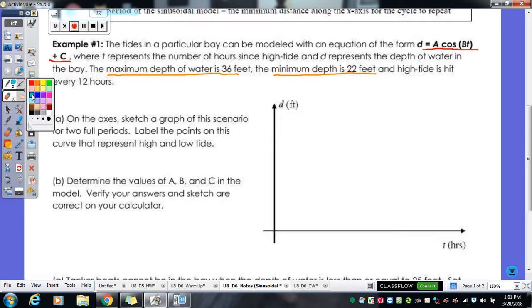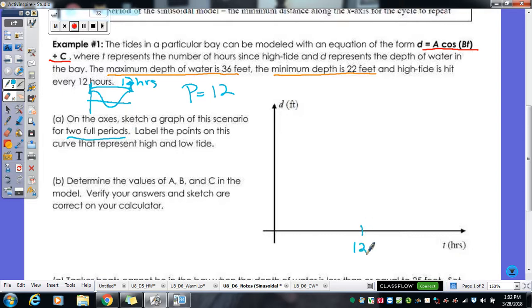So let's think about this first. This is a cosine graph. They tell me from high tide to high tide is 12 hours. So that is our period. Our period is going to equal 12, because high tide to high tide is 12 hours. So they want us to sketch a graph for 2 full periods. That means I've got to go for 12 hours and then to 24 hours. That would be 2 full periods.